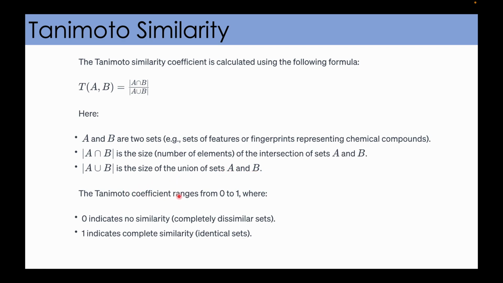The Tanimoto coefficient ranges from 0 to 1, where 0 indicates no similarity and completely dissimilar sets, whereas 1 indicates complete similarity or identical sets. Now let me take you to the Google Colab notebook and show you how practically we can calculate Tanimoto similarity.